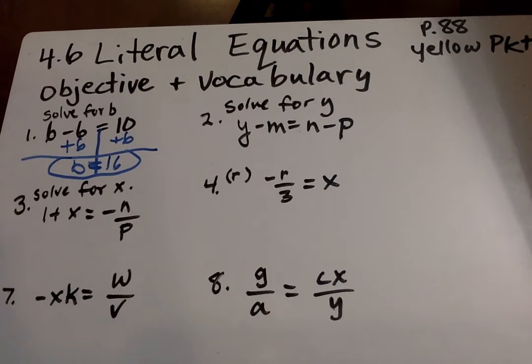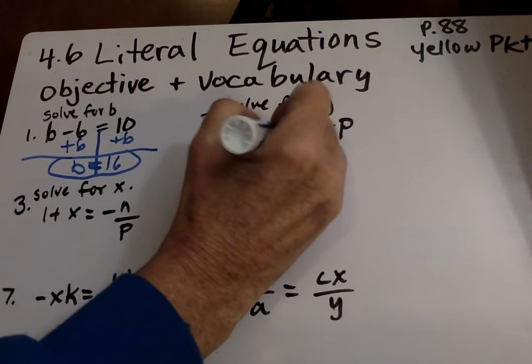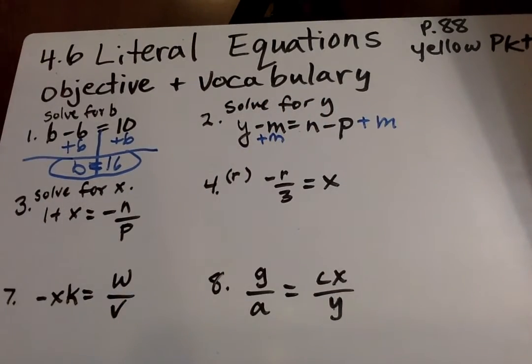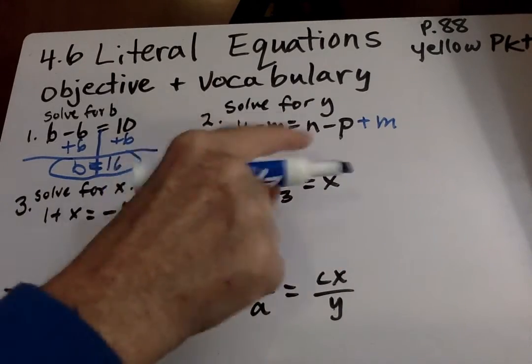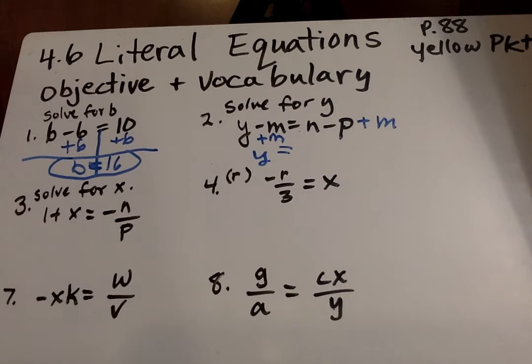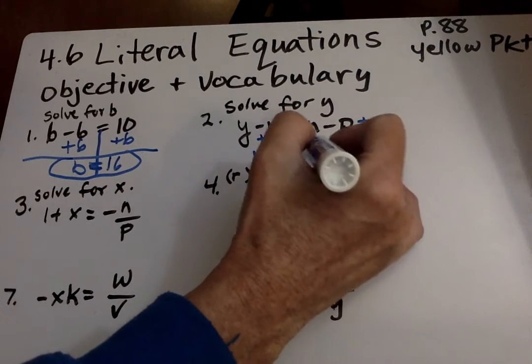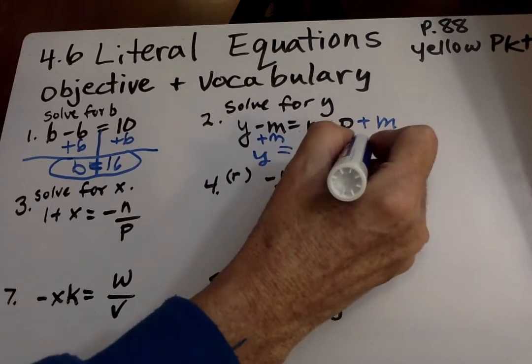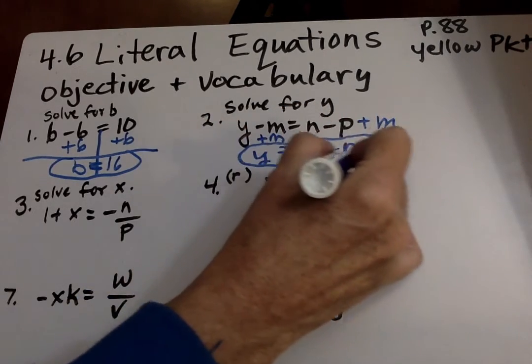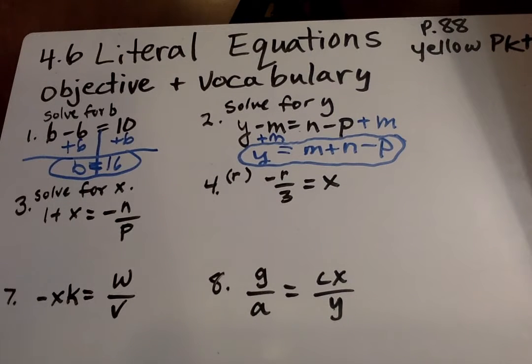So on number 2, we're solving for y. To get rid of the minus m, all we have to do is add m. There's nothing to add m to, so I'm just going to put it there at the end. I can't combine n, p, or m, so I just list them separately. y equals, and in general, we write them alphabetically. So m comes first, and it's positive, plus n minus p. You could list them the other way as well. It's just that, in general, they like to go alphabetical.